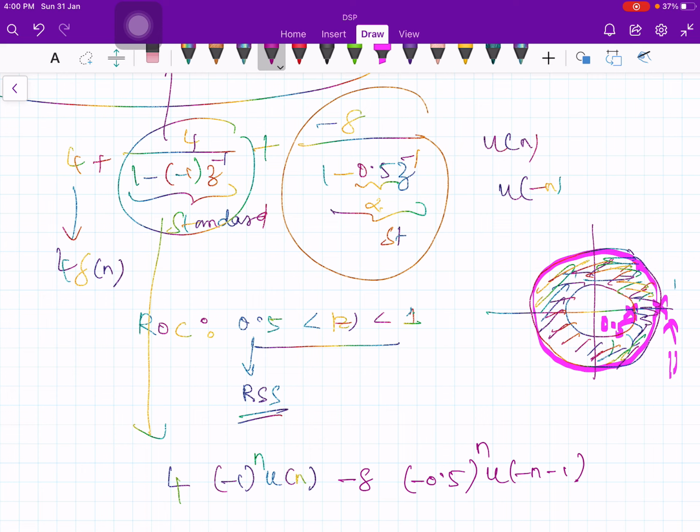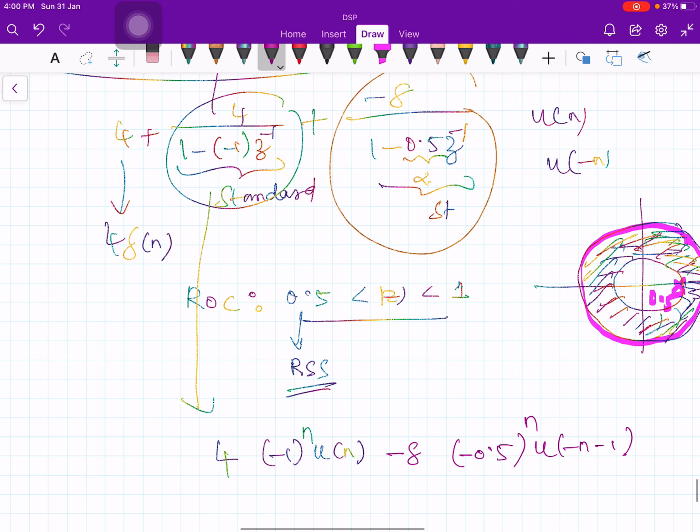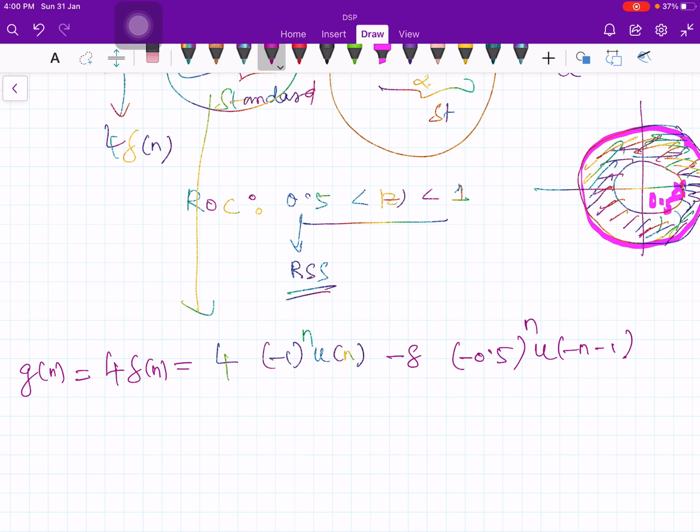And what about this guy? This 4 becomes 4 times del of n. So this is my g of n. That's it for the given ROC. For this ROC, this is the inverse Z transform.